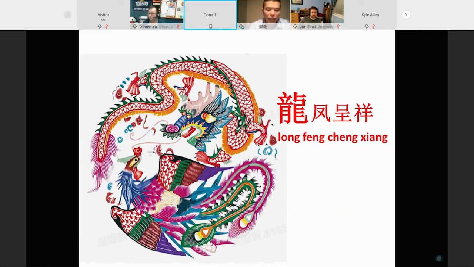Good. Yeah. Long, dragon. Feng, phoenix. It means the dragon and the phoenix bring good luck to people. It's a good wish. It means things go well as expected. In Chinese symbolism, the phoenix is a feminine entity that is paired with the Chinese dragon.